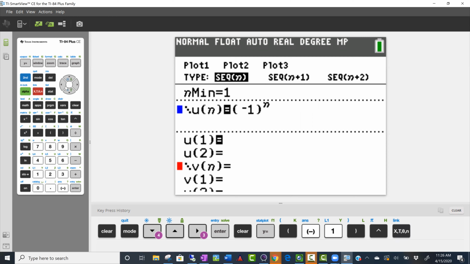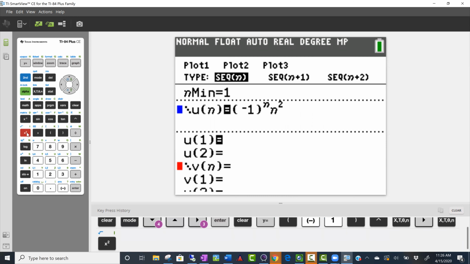When I press that key, I get an n. And we're going to multiply that by, let's just do something simple, n squared. So every time I press that, I'm getting n squared now. Okay, that's kind of cool. Let's graph some of this stuff.